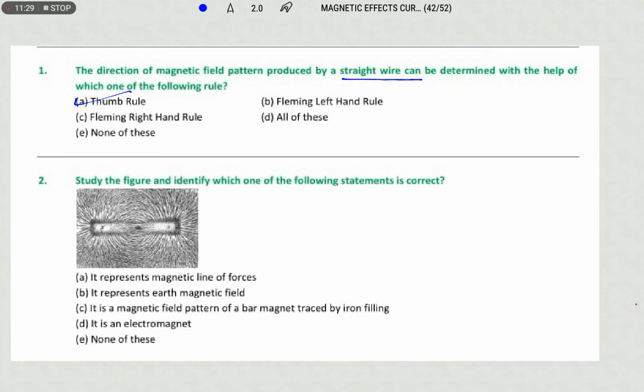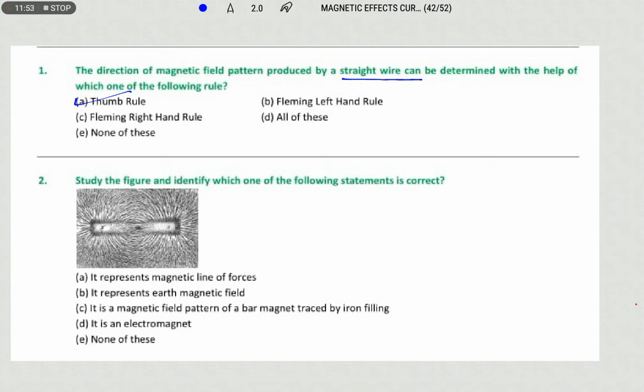Next, study the figure, identify which one of the following statements is correct. It represents the magnetic lines of force, it represents the earth's magnetic field, it is a magnetic field pattern of a bar magnet traced by iron filings, it is an electromagnet, none of these. So it represents the magnetic field lines of force.